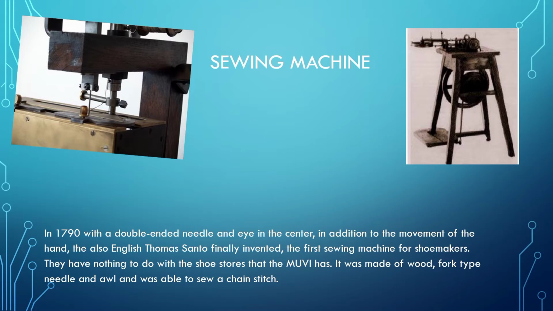Sewing machine. In 1790, with a double-ended needle and an eye in the center, in addition to the movement of the hand, the Englishman Thomas Saint finally invented the first sewing machine for shoemakers. It was made of wood, with a fork-type needle and awl, and was able to sew a chain stitch.